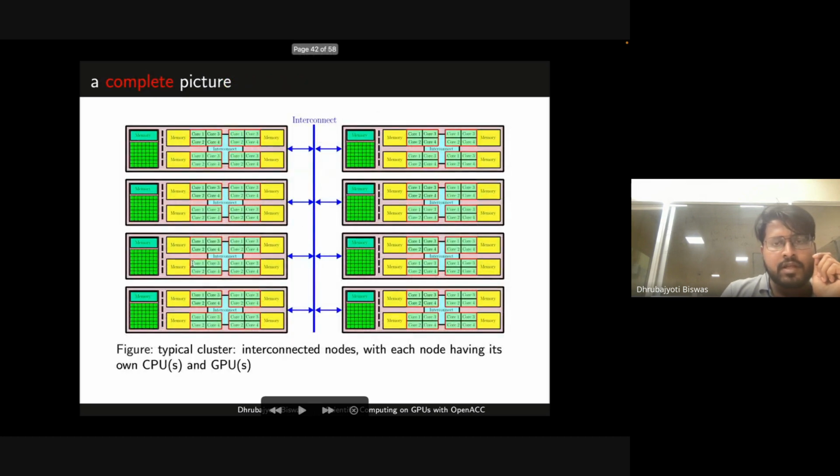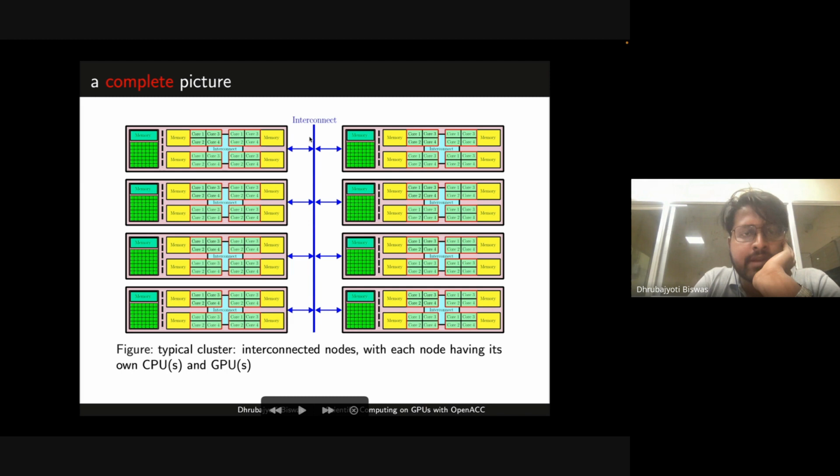So now we have a complete picture. A typical cluster will probably look something like this. It will have an interconnect in between, and through the interconnect, many such nodes will be connected.